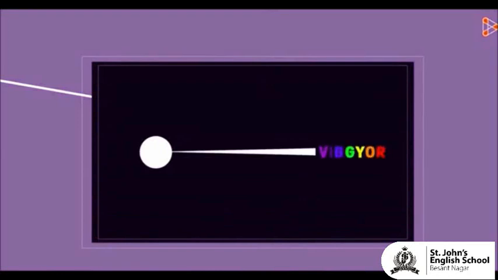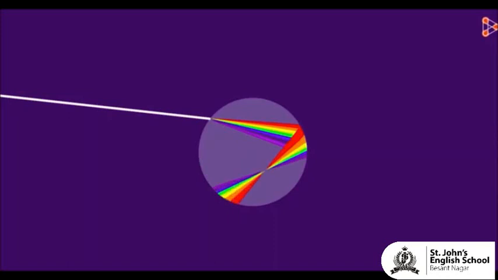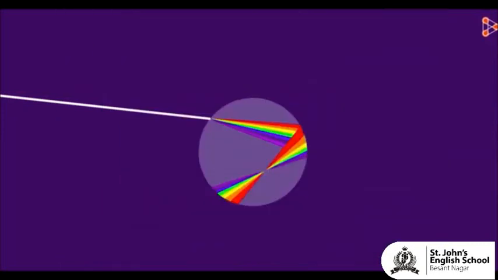The rainbow consists of those 7 colors, VIBGYOR. So the raindrop acts as a prism. The sunlight enters into the droplet. At the first face it refracts, and then at the second face it undergoes total internal reflection. After the total internal reflection, dispersion occurs, so the light splits up into 7 colors.